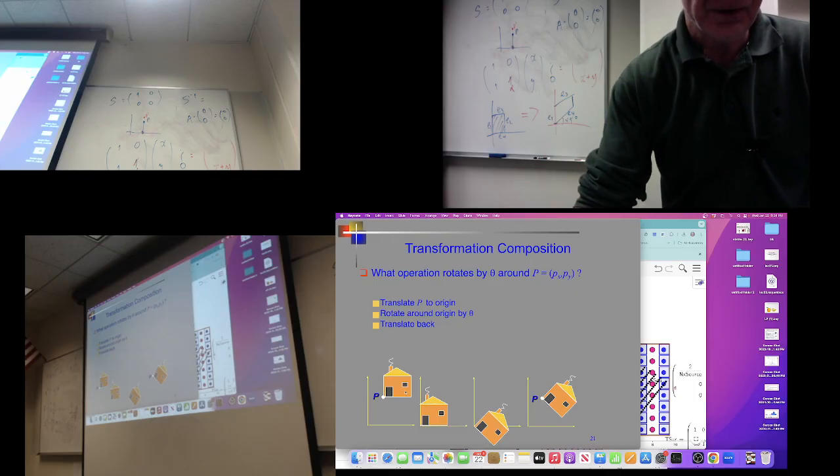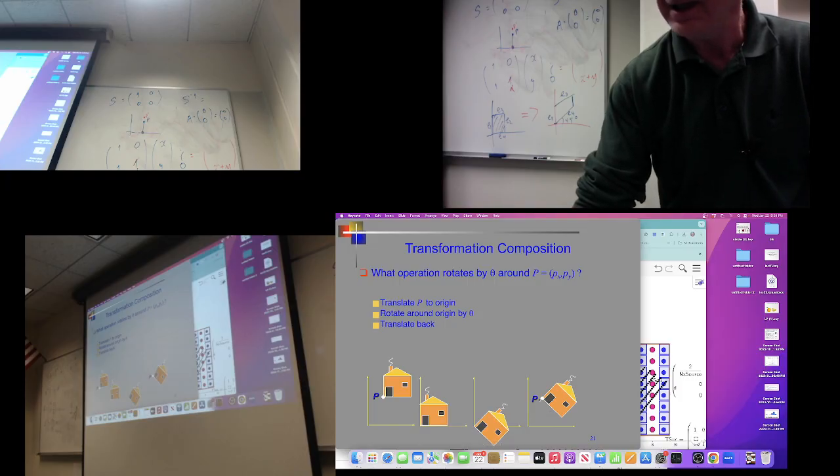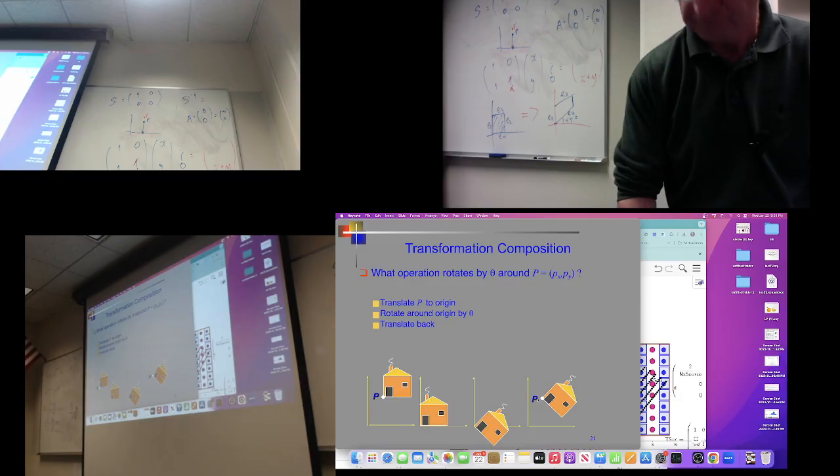Take the whole scene and translate by minus P. P has an X value and a Y value. Shift every point by taking the X coordinate and adding to it minus the X of P. Same goes for the Y. So the corner of the house becomes 0, 0. Now it's okay to rotate, and now apply the inverse transformation.